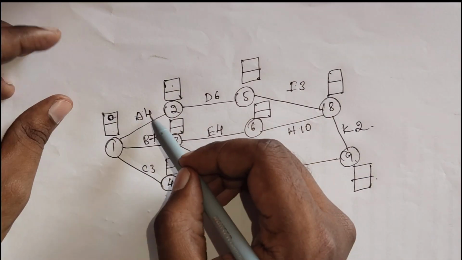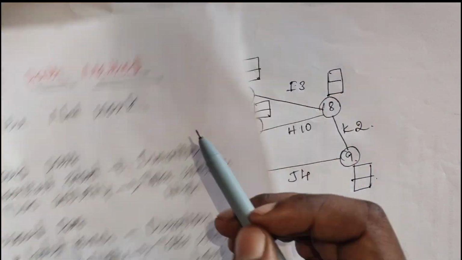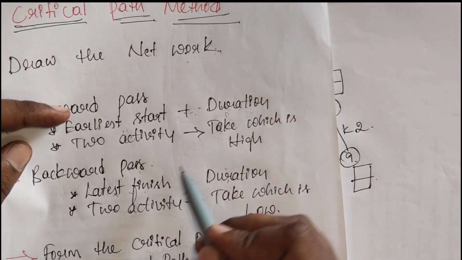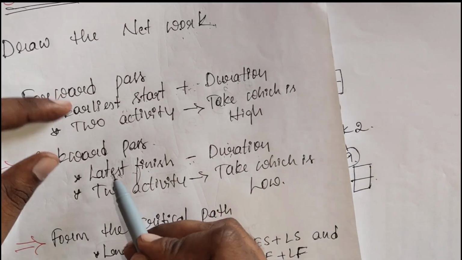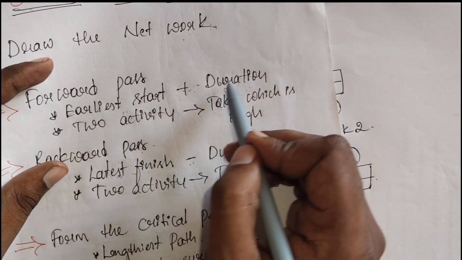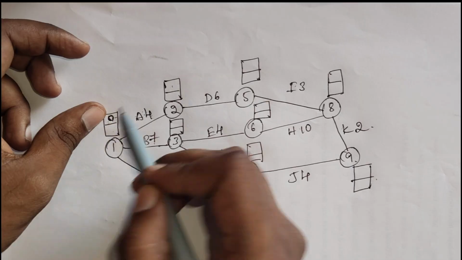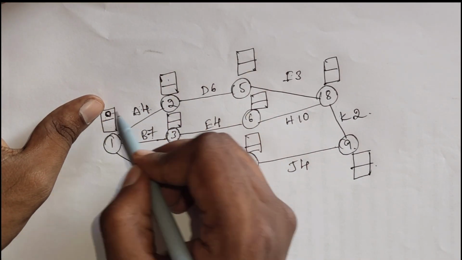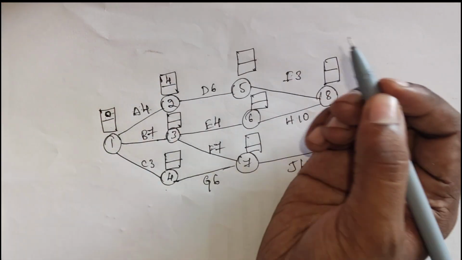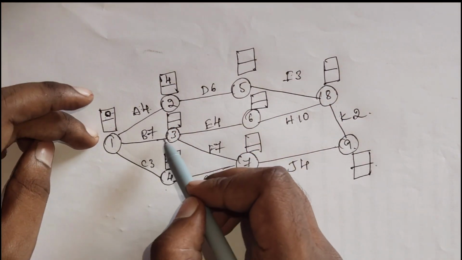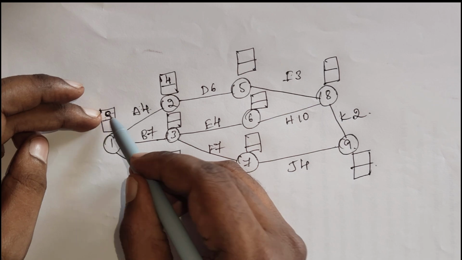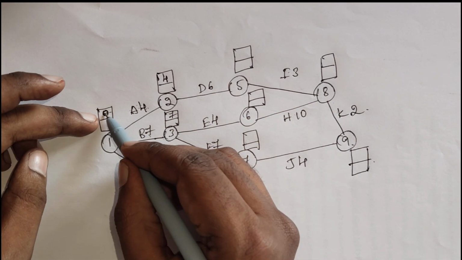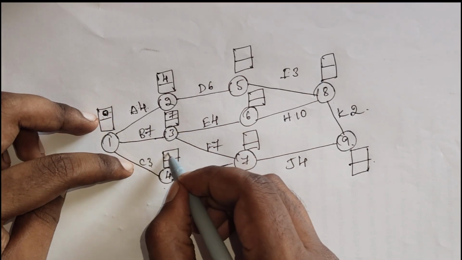We got our duration, and then we got earliest start, it's 0, and then we got duration, it's 4. Now in order to find the earliest finish, earliest start plus duration, earliest start is 0, and duration is 4. 0 plus 4, it will going to become 4. Done. Next again for B. So earliest start is 0, duration is 7, it will going to become 7. Next for C, earliest start is 0, and then duration is 3, it will going to become 3.